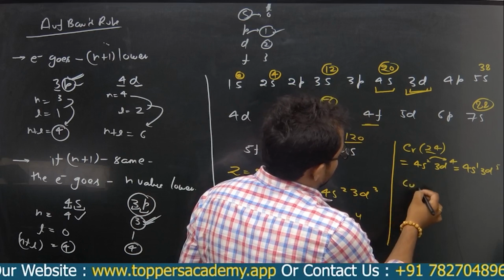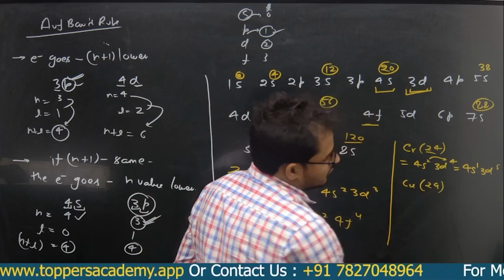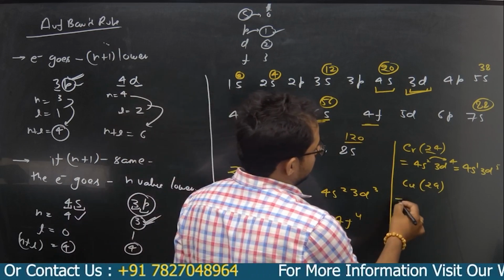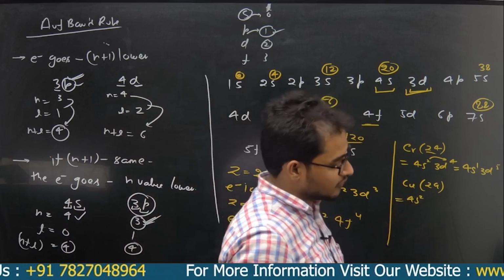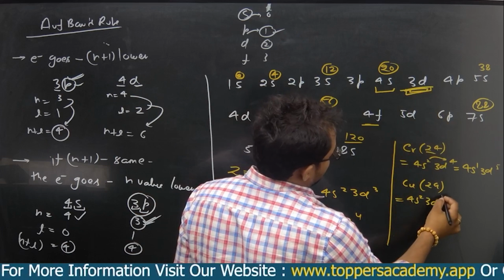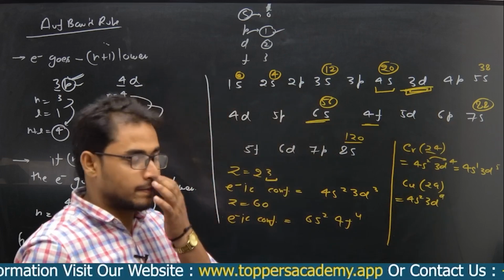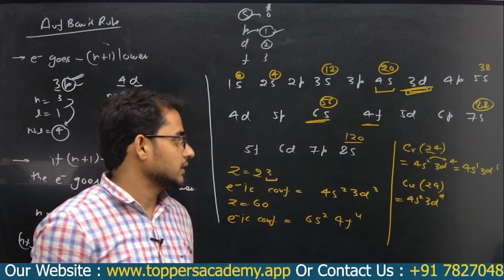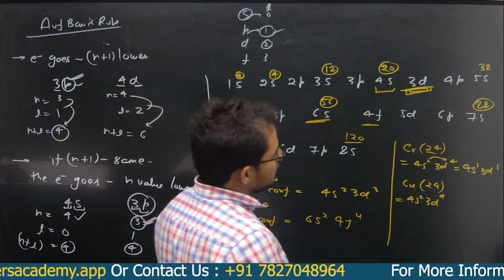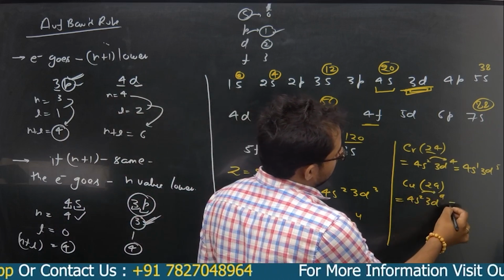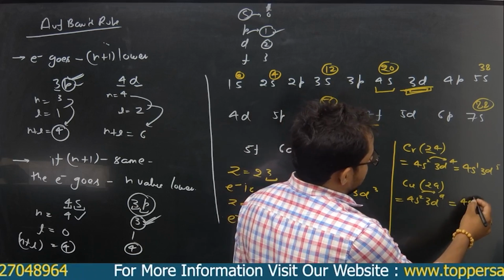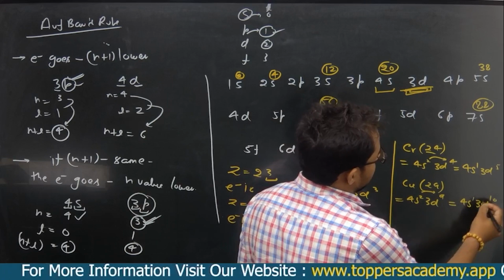And copper, 29. Suppose I am going to write the electronic configuration for 29. So it will be 4s2. That means 20 electrons have been filled. Now 9 electrons will be left, so 9 electrons will be in 3d subcell, but I have told you that d10 is fully filled. It is more stable as compared to d9, so 1 electron will be shifted from 4s to 3d. That means the final stable electronic configuration will be like this.